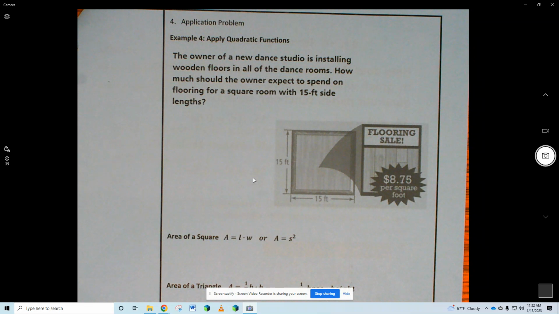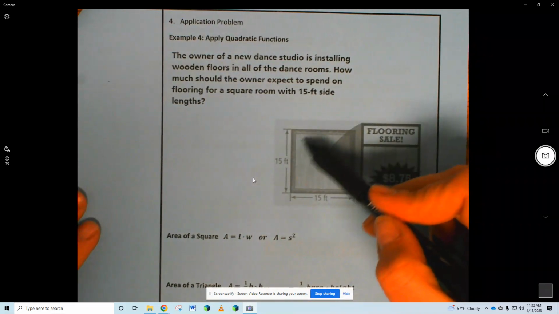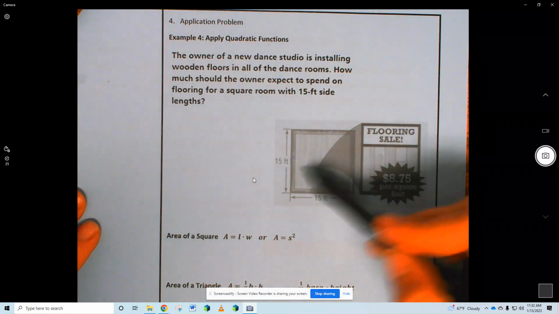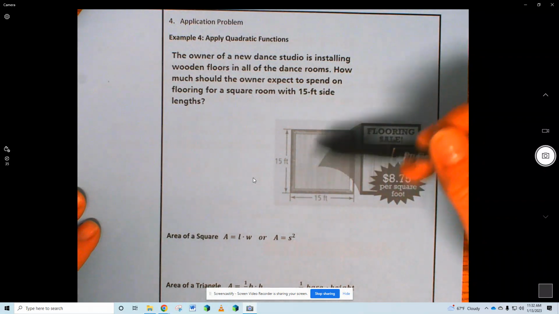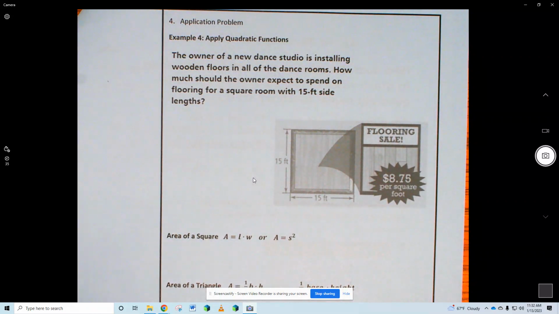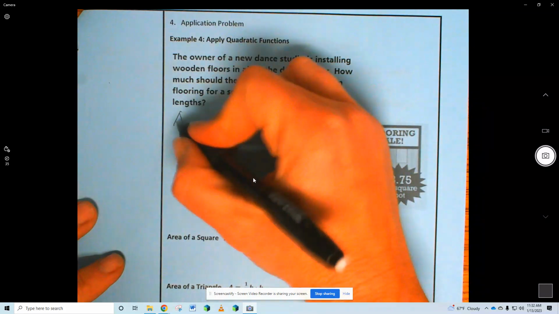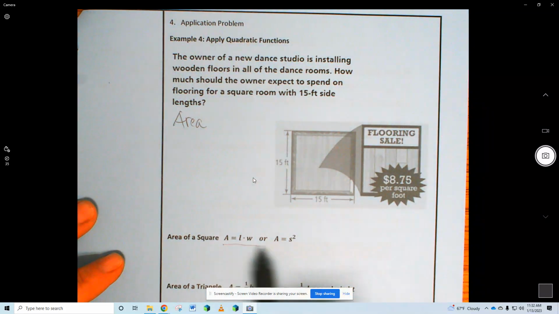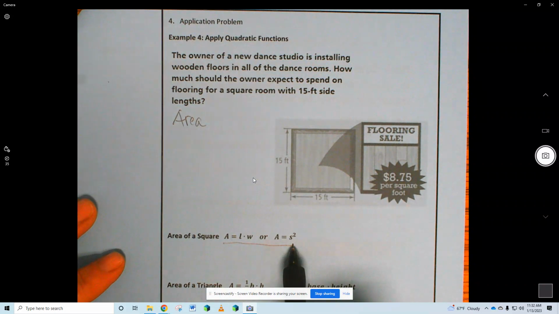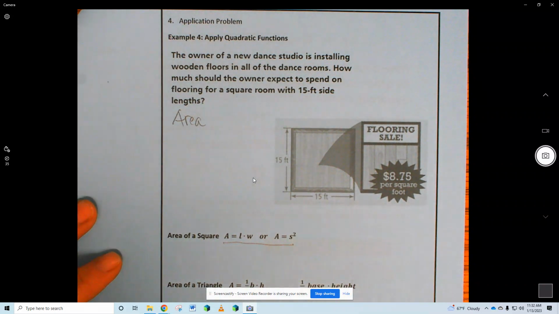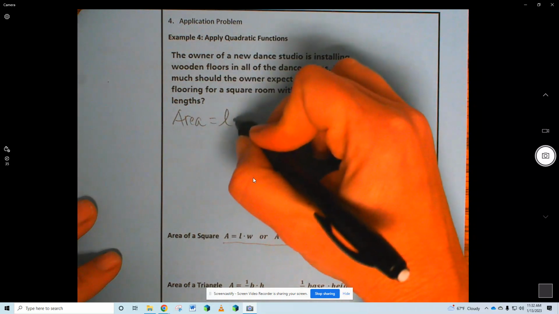Okay. New floor has to go inside this room. And if I want to know flooring inside here, is that going to be area or perimeter? Inside this square. Area or perimeter? Area? Inside, it is. Look down below. I've included the formulas for area. I've also included the formulas for a triangle in case you have to do a triangle problem. So, area equals length times width.